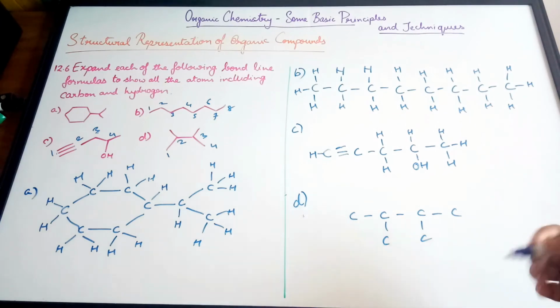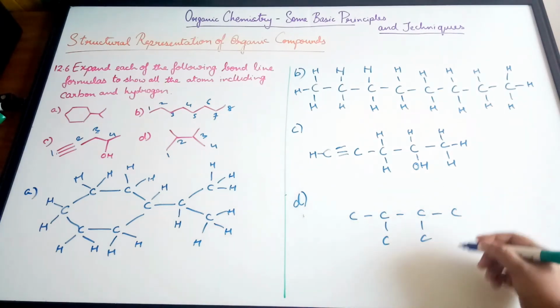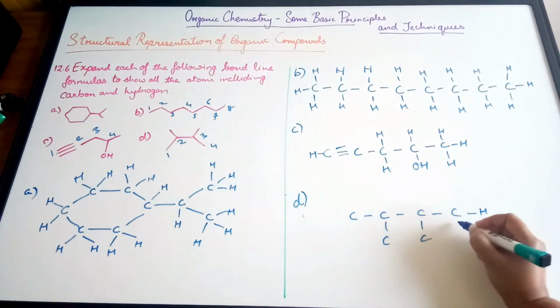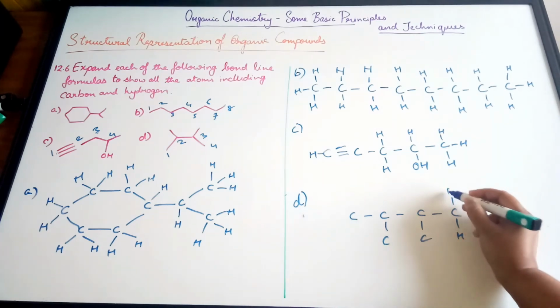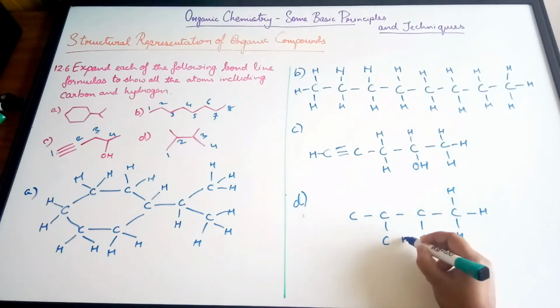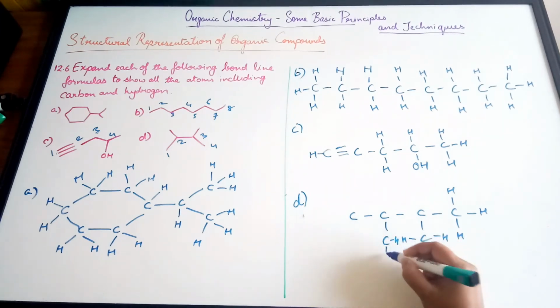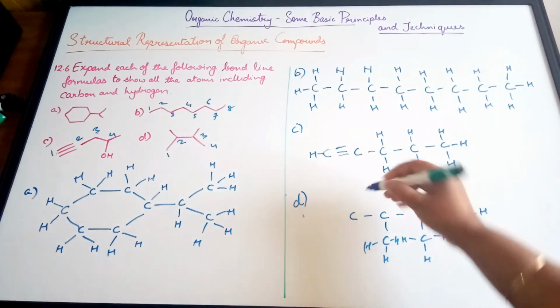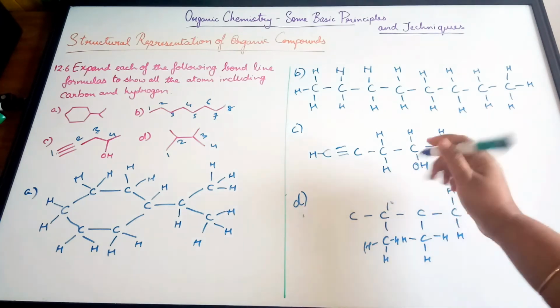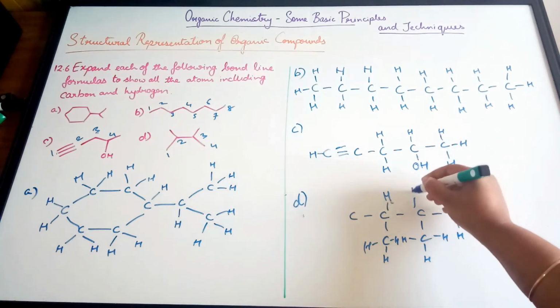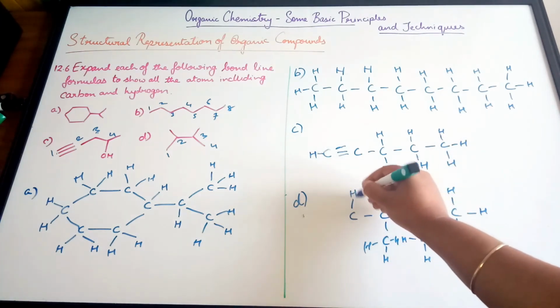So now we have to fill in the hydrogens. So H, H and H. This atom will also have H, H, H, H, H, H, and then H, H.